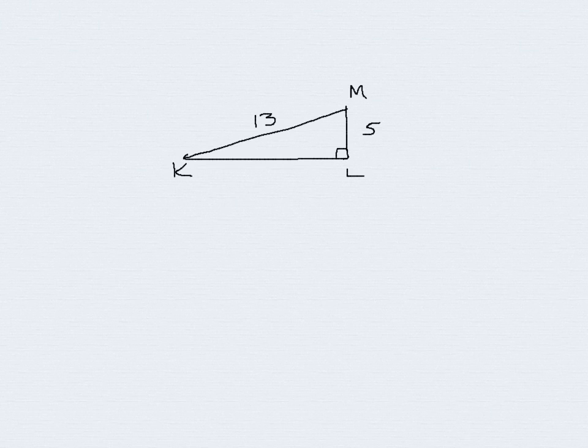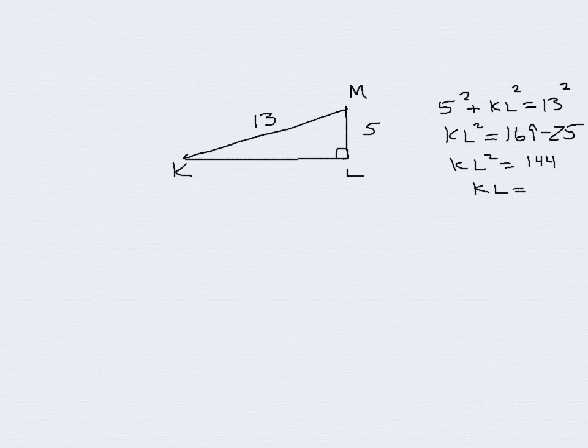You should be aware that the leg squared plus the leg squared equals the hypotenuse squared. So 5 squared plus KL squared is going to equal 13 squared. So rearrange the formula, solve for the leg. 13 squared is 169 minus 5 squared, bring that over, change to a minus, 25. KL squared is going to equal 144. So KL is the square root of 144, which is 12. Now we have 3 sides in a right angle triangle.